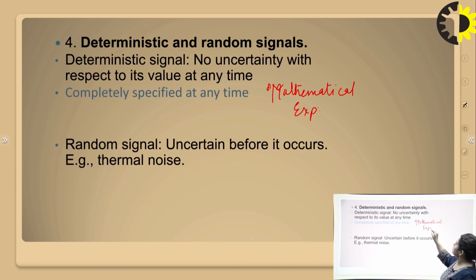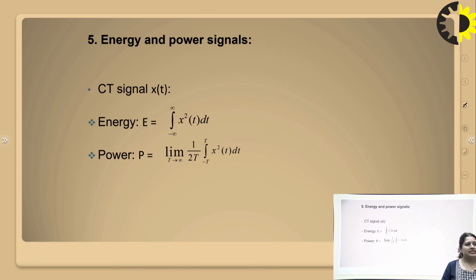And in the case of random signals, we cannot have mathematical expressions. Next is the energy and power signal. Every signal must contain some energy or some power. If the energy of the signal is finite, then the power is 0. Similarly, the second class of signals: if the power is finite, then the energy is infinite. And the third class is where neither energy nor power is defined for a particular signal.